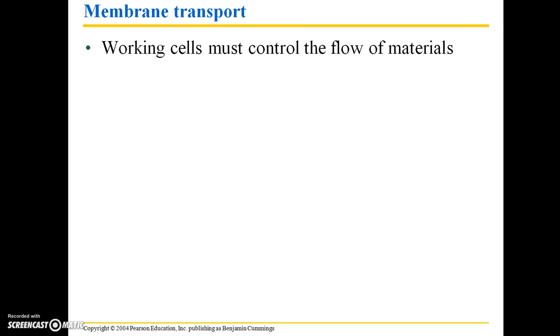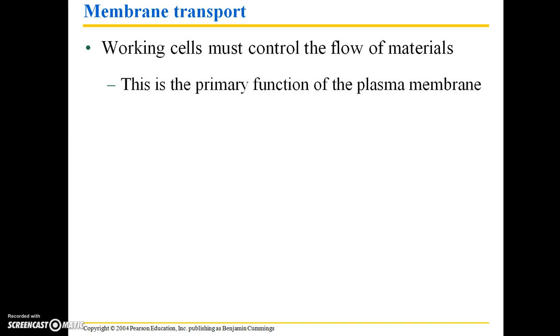Okay, I'm going to talk a little bit about membrane transport. So as I've mentioned before, there are proteins that will span the phospholipid bilayer of cells. And that bilayer is very important to keep the cell's internal environment in a constant healthy state. Working cells, they have to control the flow of materials into and out of that cell, and this is actually the primary function of the plasma membrane. Transport proteins also help with this task.